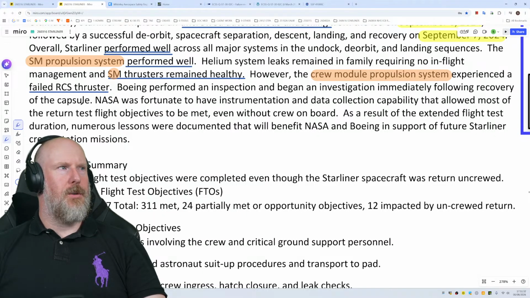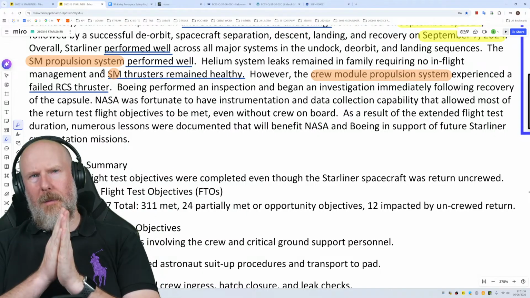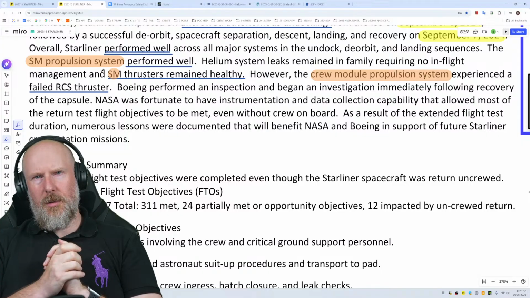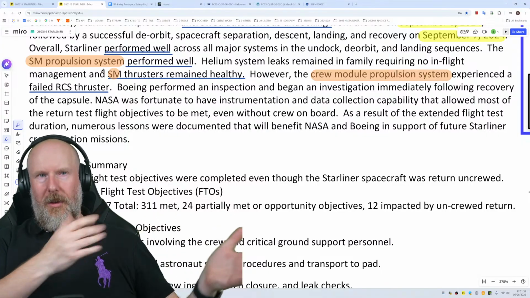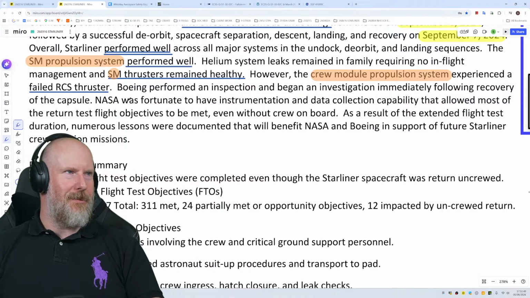Oh, so they've got the capsule. Right, if I remember correctly, the service module is burnt up, but the crew module obviously survives. That's what you want it to do. You want it to survive.